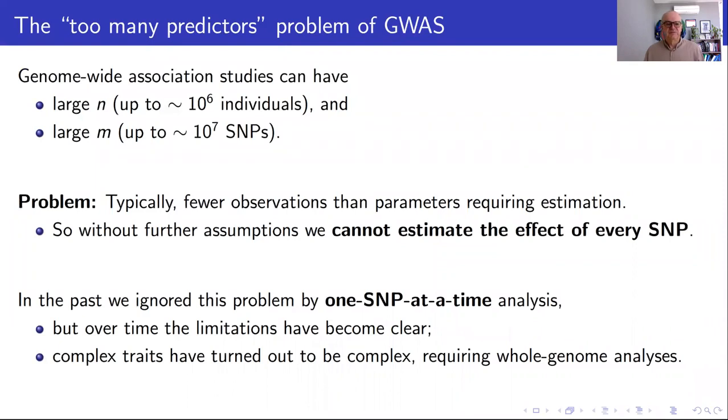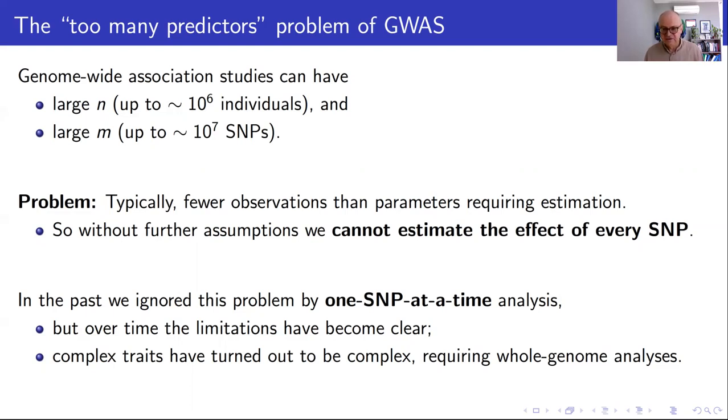We know the basics: GWAS have really revolutionized the field in the last decade and a half, and they've been getting better and better. Now we routinely have on the order of 1 million individuals and 10 million SNPs. Statisticians will recognize immediately the problem that we typically have fewer observations than parameters requiring estimation, so without further assumptions we can't estimate the effect of every SNP.